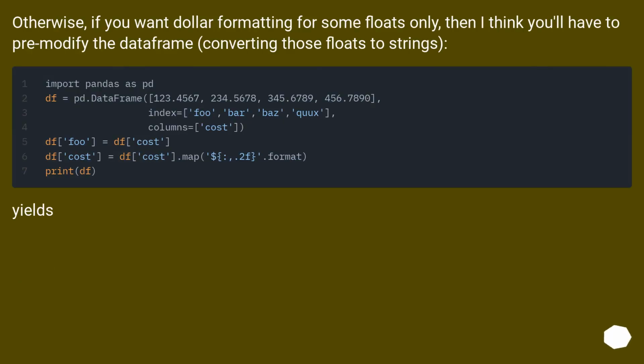Otherwise, if you want $ formatting for some floats only, then I think you'll have to pre-modify the data frame, converting those floats to strings. Yields.